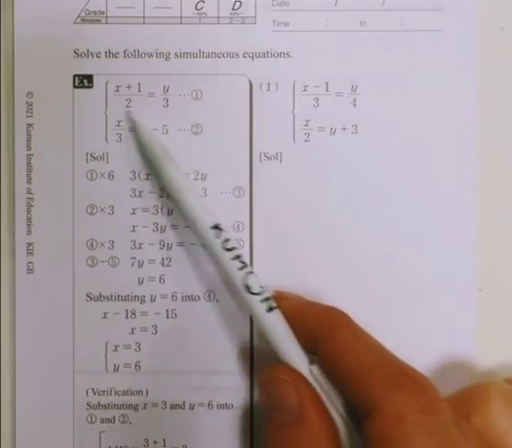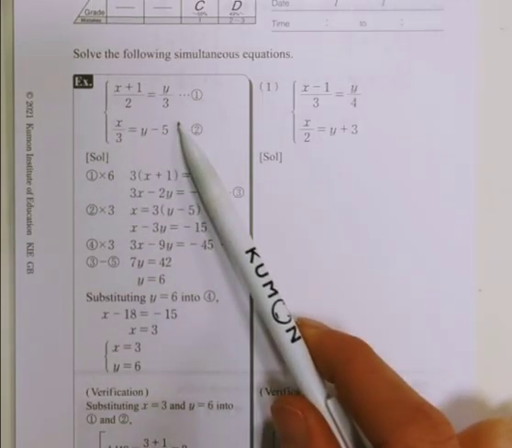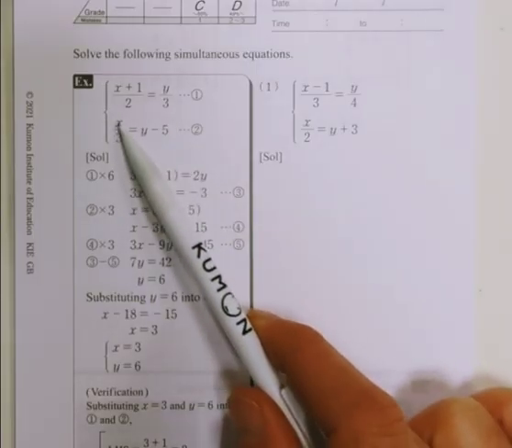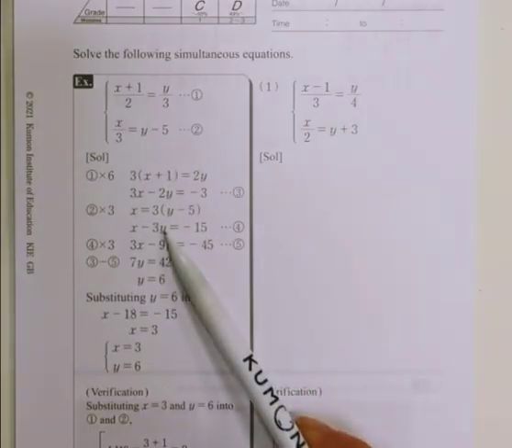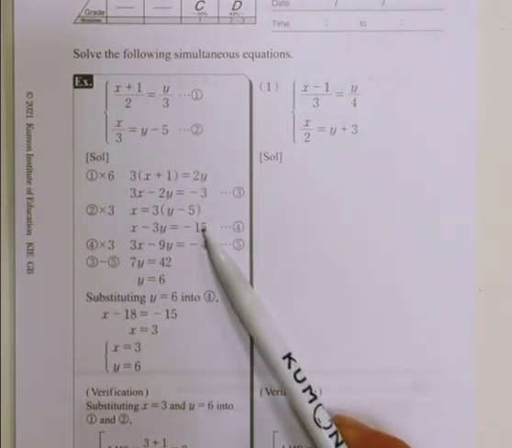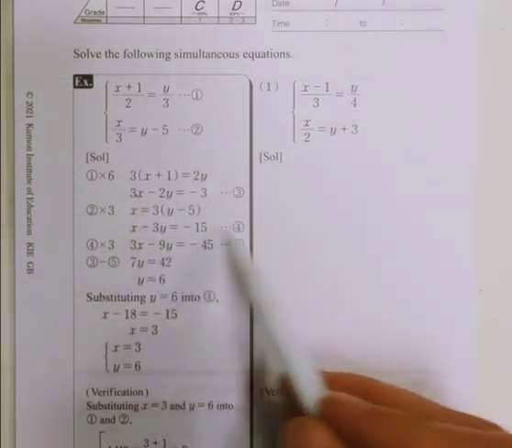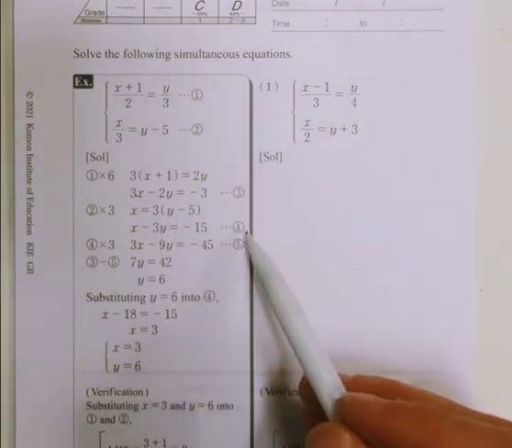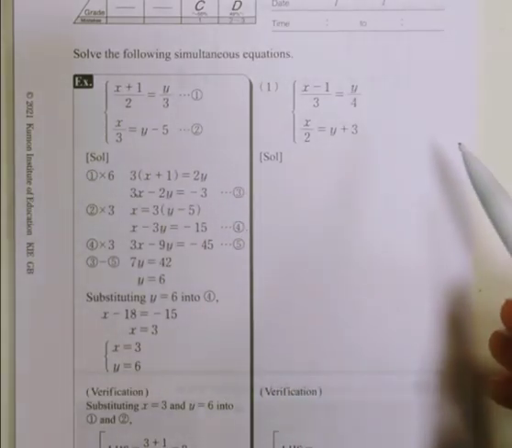Same in equation 2, our LCM here is 3 because there's just one fraction, but we have to multiply everything by 3. So this multiplied by 3 would give you x, and then this multiplied by 3 would give you 3y, and this multiplied by 3 would give you the minus 15. So now we have equation 3 and equation 4. So from that point, it's just your normal simultaneous equation using those two equations.